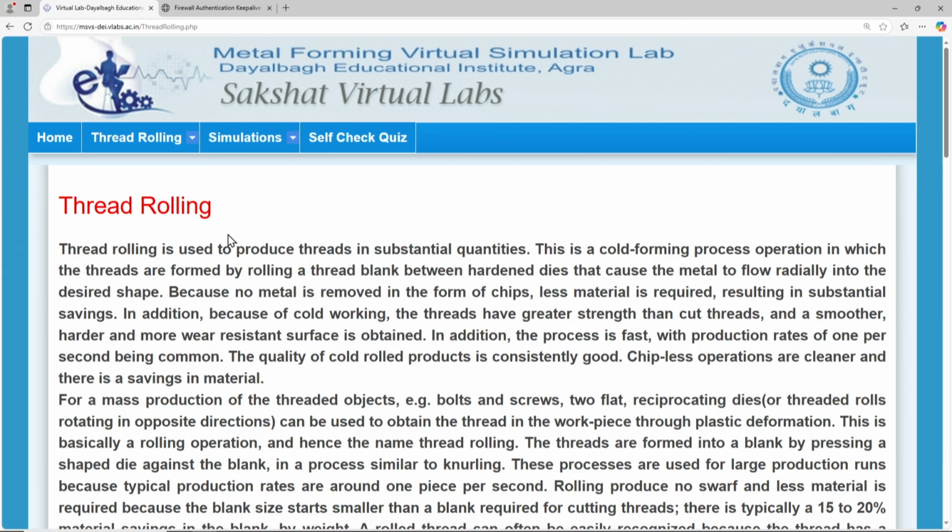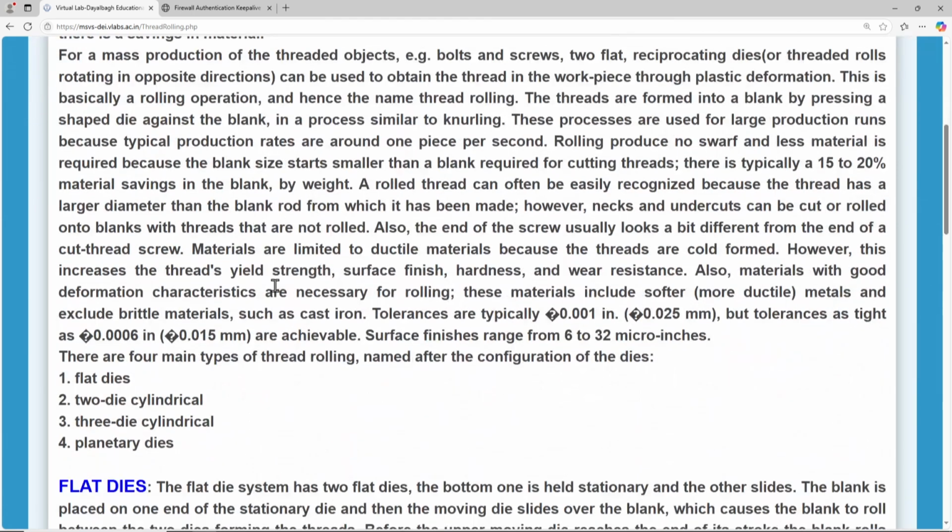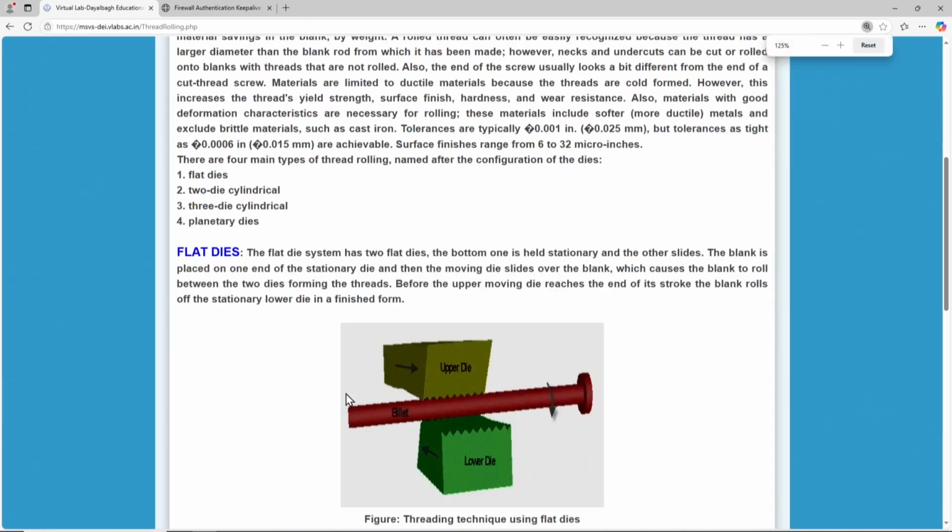Thread rolling means we try to produce threads over a rod. Then we can have knurling as well. On the blank, knurling is also done. Certain processes like those are taken here. So there are 4 main types of thread rolling named after the configuration of the dies: flat dies, 2 die cylindrical, 3 die cylindrical, planetary dies. So different kinds of the thread rolling process.